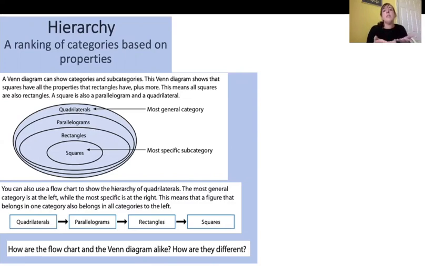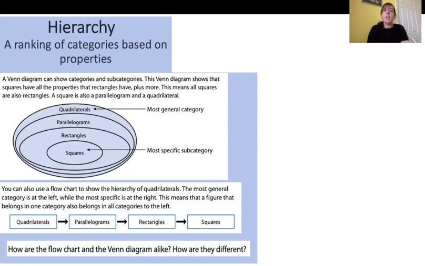So if we look at this Venn diagram that they have for us, this is the actual example from the book that they give us. It says a Venn diagram can show those categories and subcategories. So I want to take a moment here and talk about that prefix sub. Sub means under, okay? So it's a category that is under another category, which makes sense because I think sub, like submarine. Submarine is under the water, so under.